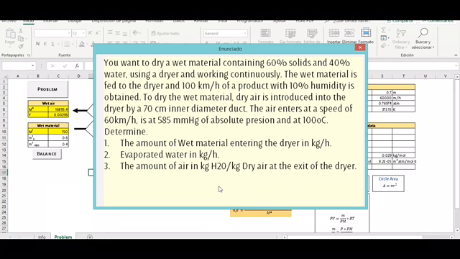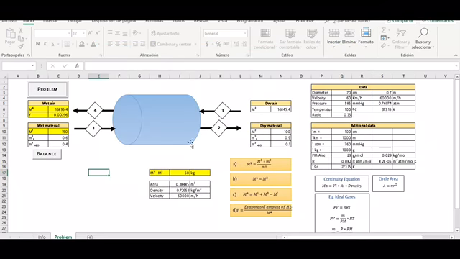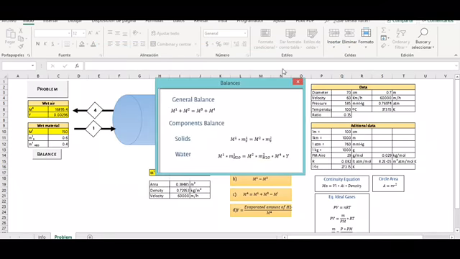To dry the wet material, dry air is introduced into the dryer by a 70 cm inner diameter duct, and the air enters at a speed of 60 km per hour with this particular pressure and temperature. So you have to determine the amount of wet material entering the dryer, the evaporated water in kilograms per hour, and the amount of water per kilogram of dry air at the exit of our dryer. And here we have our little diagram and our balance button.